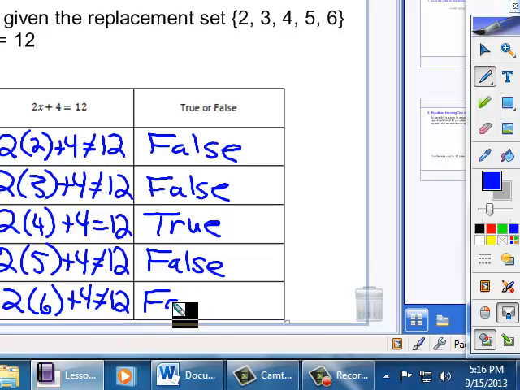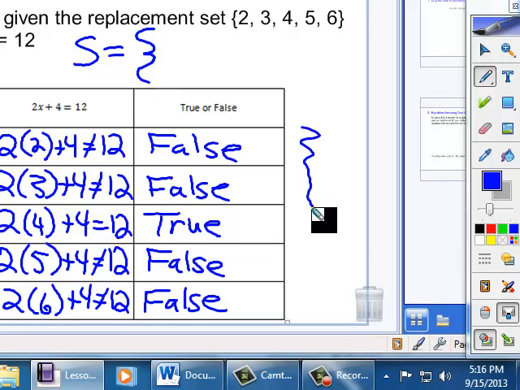So we have false. So my solution set, and this is how we write it, we usually say S, the solution set, equals, and when we talk about a set of numbers, we put in braces or squigglies, okay? Some of you can't do a brace very good. If you just go, that's fine. Okay? So the solution set in this case is just the number 4. It is the only number that satisfies the given equation.